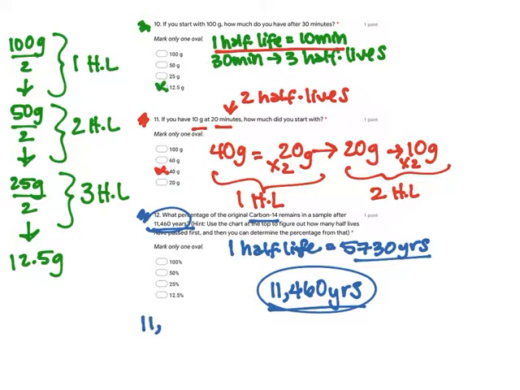So let's divide 11,460 by the length of a single half-life, and go ahead and do this on your calculator.